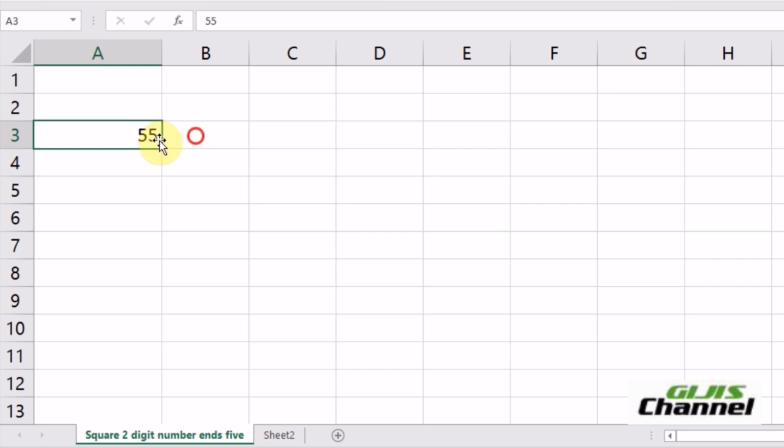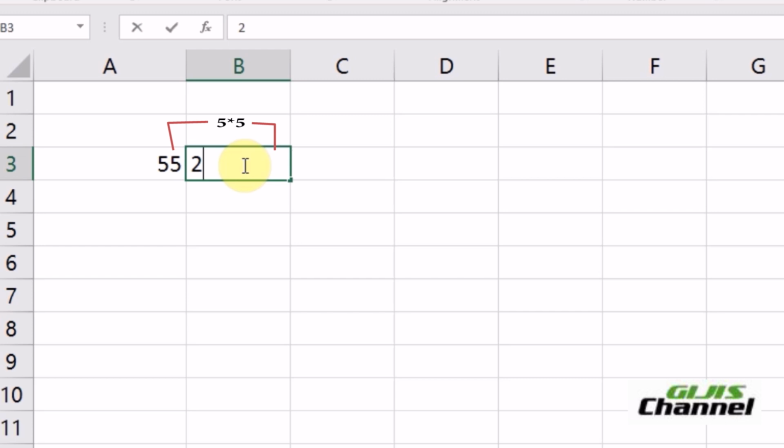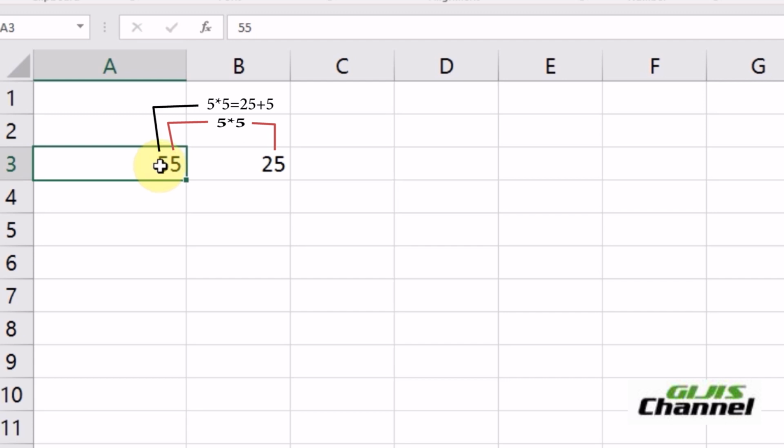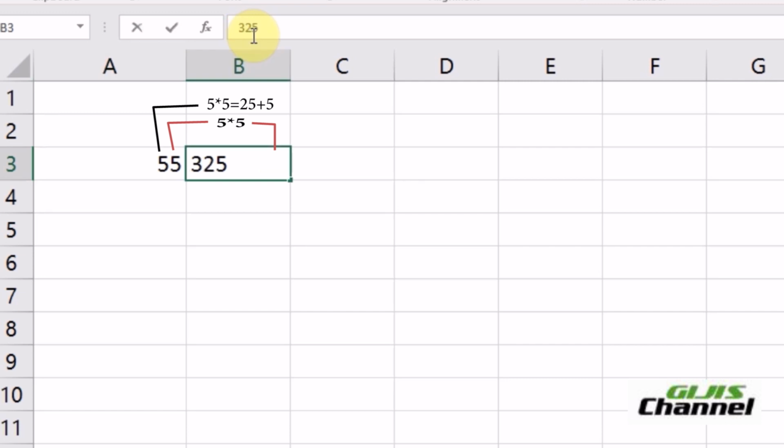The first thing you need to do is multiply the number on the right side by itself. The right side number is 5, so 5 times 5 is 25. What is the next thing you need to do? The next thing is, again, the number on the left side, that is another 5, multiply by itself. 5 times 5 is 25. Then add that to the answer. So 25 is the answer that you got, and add the 5 on the left side. So the answer is 3025.